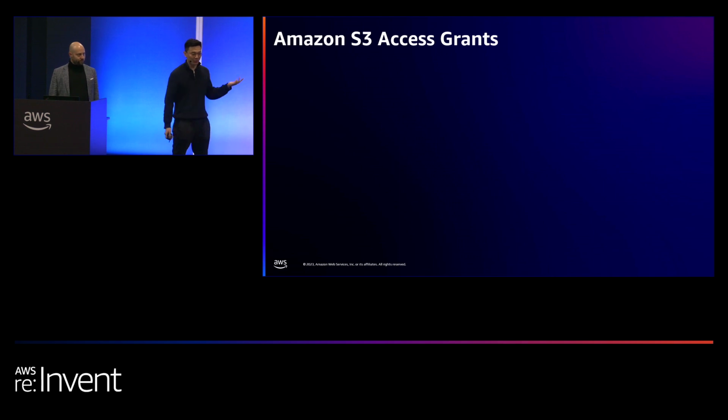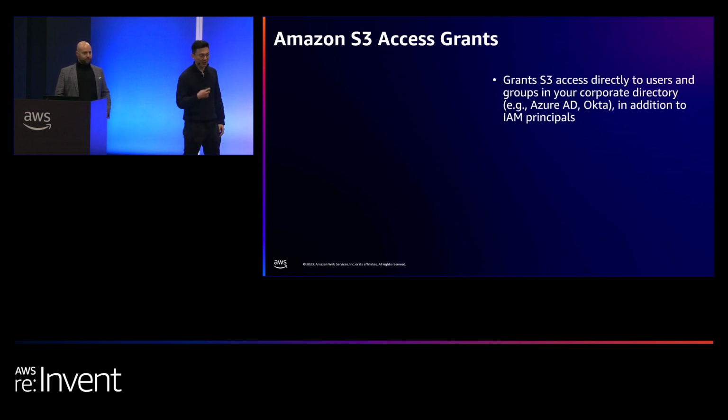So this is a new feature we recently launched on Sunday, 2 days ago, called Amazon S3 Access Grants. And what it does is a couple of things. First is allow you to grant S3 access directly to user and group in your external corporate directory. So today, S3, like most AWS services, mostly authenticate and authorize against IAM. So identity needs to be IAM principal, IAM user and roles. So this new feature is allowing you to grant access directly to directory user and groups.